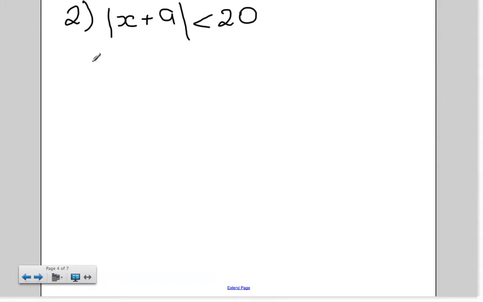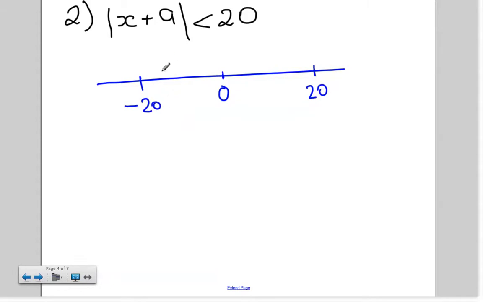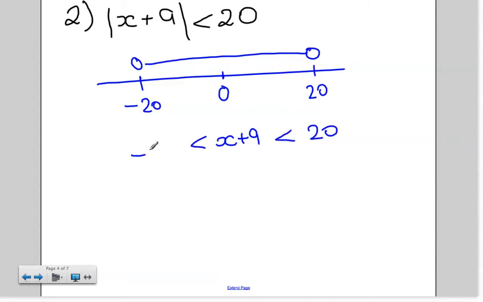Number 2. We're looking at our number line. Now, we're going to ignore for a minute what's inside the absolute value sign and just concentrate on the fact that the absolute value has to be less than 20. There's our 0. 20 is here, minus 20 is here. So we're looking at numbers that are less than 20 units away from 0. So hopefully you can see that it's going to be anything in this range. Now that is not the solution because we need to consider the x plus 9. But in effect, we want x plus 9 to be between 20 and minus 20.